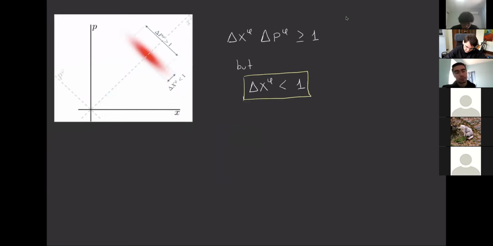So can you see the figure properly? Maybe I make it a bit bigger.